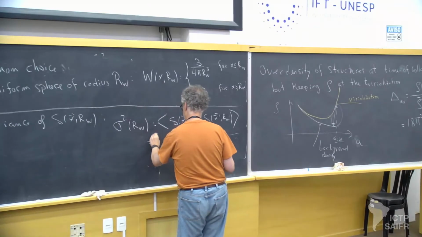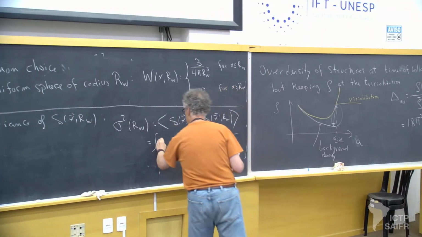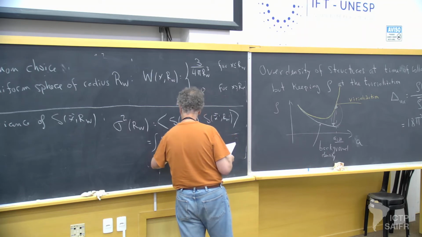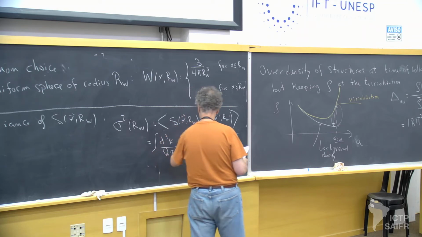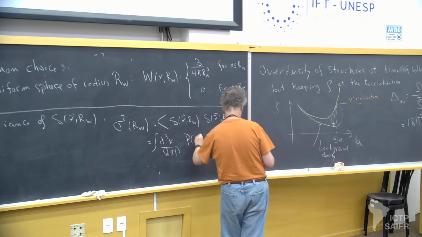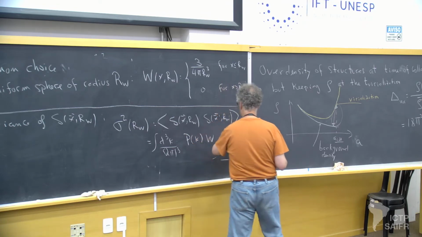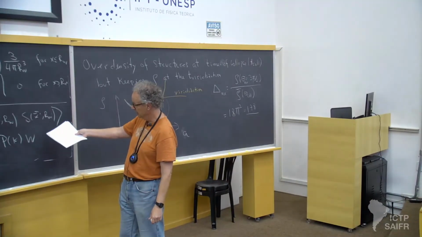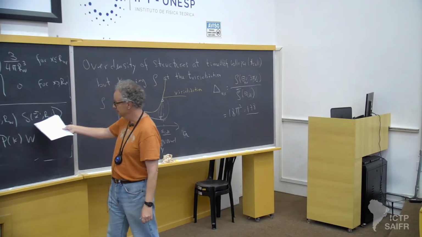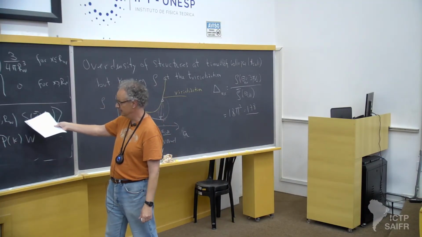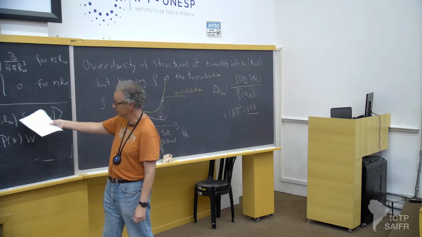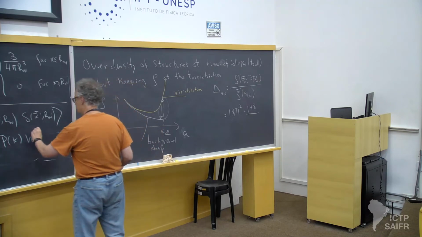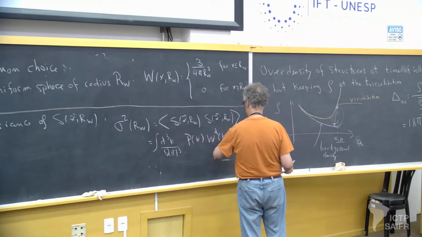This is just, if you go to Fourier space, this is related to the power spectrum. But because we are going to Fourier space, the window function, which is a convolution in configuration space, in real space, is just a multiplication. So this is just going to be W squared of K or W.